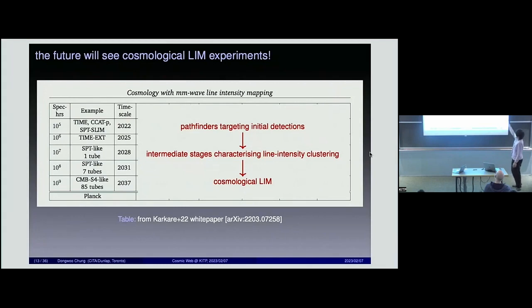Right now, we're at this first stage where we're building pathfinders that are targeting initial detections. We'll move eventually towards the later end of this decade to intermediate stages that move beyond initial detections, really characterize the clustering of these line intensity fields. And then eventually, by the mid of the next decade, we'll be moving to CMB Stage 4 sized spectroscopic focal planes that will really do cosmological line intensity mapping over very wide areas, hundreds, if not thousands of square degrees.